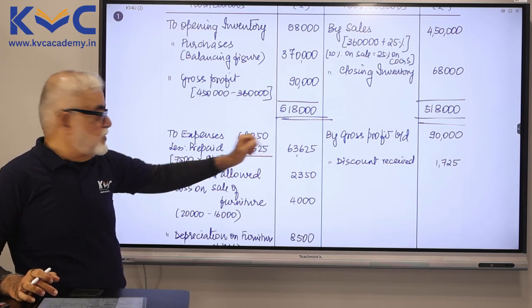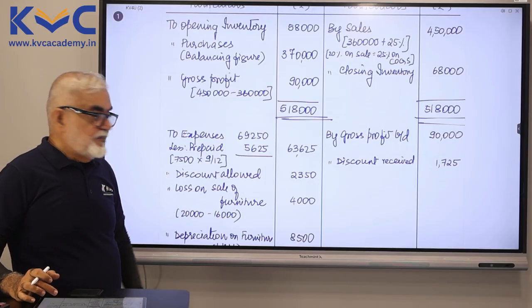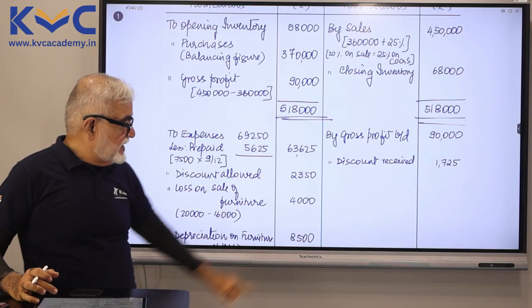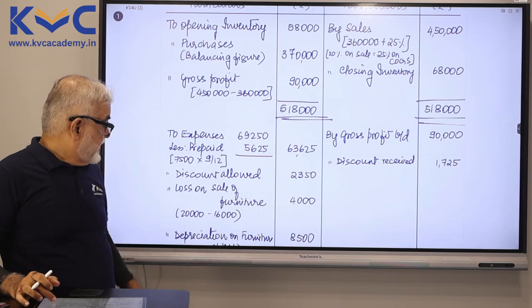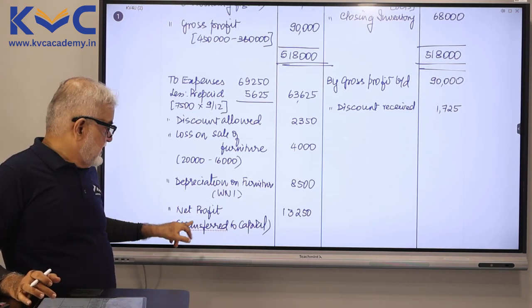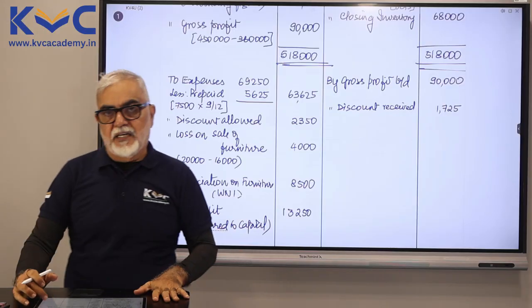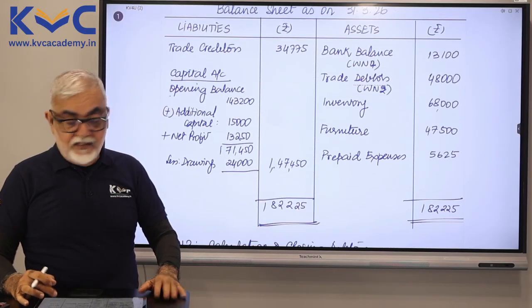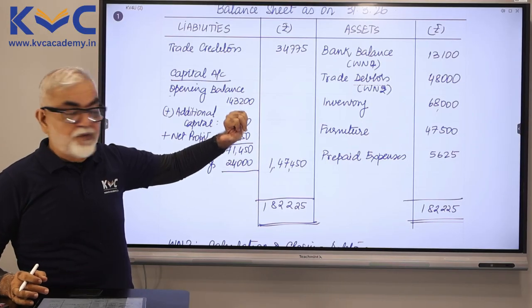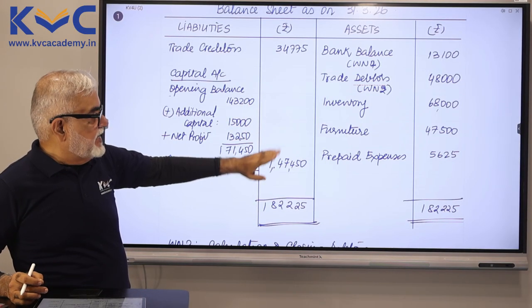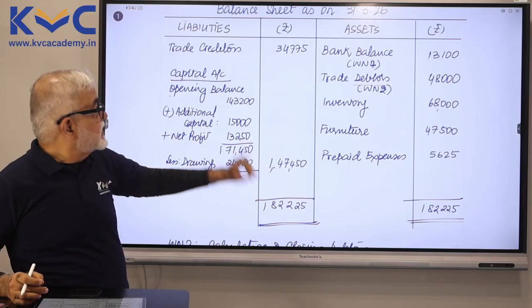So 63,625. Discount allowed. The loss on sale of furniture: 20,000 worth of furniture was sold for 16,000, so 4,000. And depreciation on furniture, I've got a working note for this. Net profit is the balancing figure. In the balance sheet, the bank balance, I've got a working note for this also. Trade debtors, I have a working note for this also. Inventories, furniture and prepaid expenses.